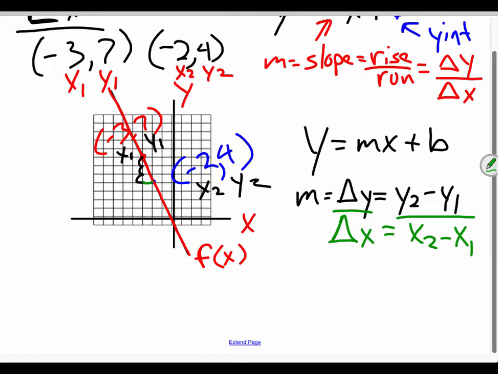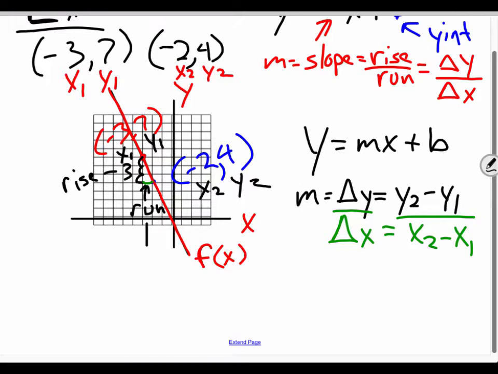So now let's do that mathematically and see what I get. First of all, I'm going to go down 3. So this is negative 3. That's my rise, negative 3. And then my run looks like 1. So I should get negative 3 over 1 when I'm done.